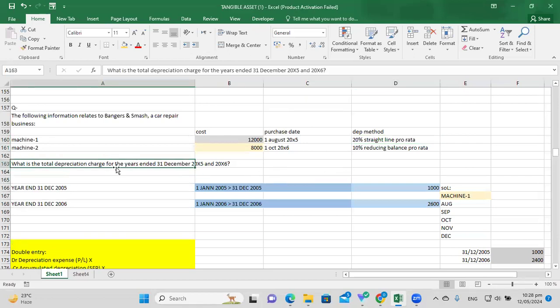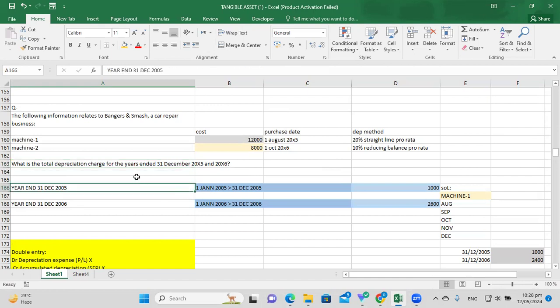They are asking us, what is the total depreciation charge for the year ended 31 December 2005 and 2006? If the year ending is 31 December 2005, that means our year started on 1 January 2005. So our first year will be 1 January 2005 to 31 December 2005, and our second year will be 1 January 2006 to 31 December 2006. For these years, we need a depreciation charge.